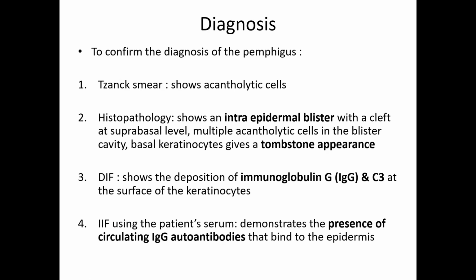To confirm the diagnosis, there is the Tzanck smear. As you can see, the acantholytic cells in this. Histopathology: you will see intraepidermal blisters and a row of tombstone appearance among the keratinocytes. In direct immunofluorescence, you will see immunoglobulin G and C3 deposits in a fishnet pattern. There is a presence of circulating IgG antibodies in the blood in indirect immunofluorescence.